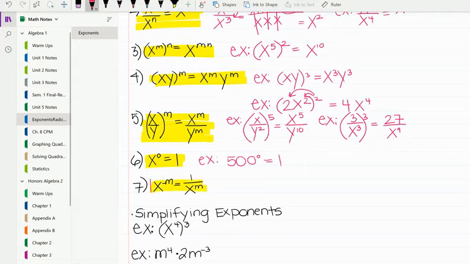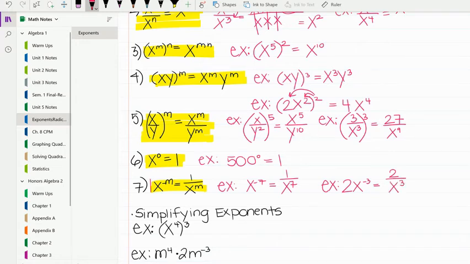So let's do an example of that because that's definitely a little bit confusing. So if I have x to the negative 7th, that goes against the rules. So what we want to do is rewrite this as 1 over x to the positive 7th. Okay, let's go ahead and try another one. If I have 2x to the negative 3, so keep in mind that the 2 is not affected by that negative 3, only the x is. So when we rewrite this, we would get 2 over x to the positive 3.